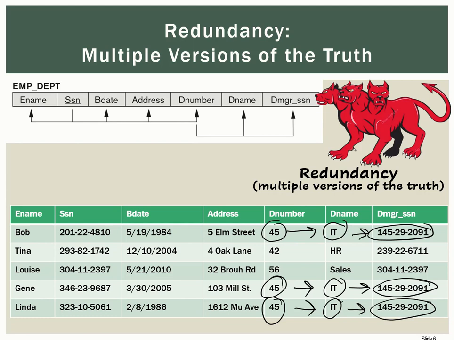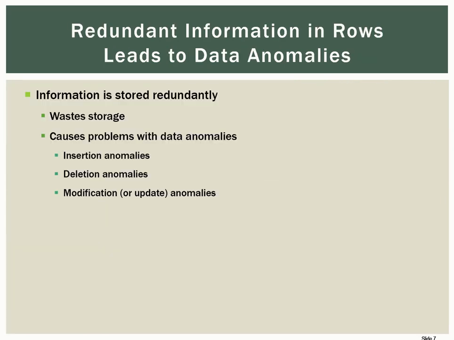When you have the same information stored redundantly, this will lead to anomalies, which we will see in the upcoming slides. So why is redundant information really bad? Well, 2 important reasons. The first is that it wastes storage. Why store the same information? For example, the IT department, its name, and its manager's social security number. Why store that over and over again? If I had 100 employees in IT, I'm storing that information 100 times. That's just a waste of storage.